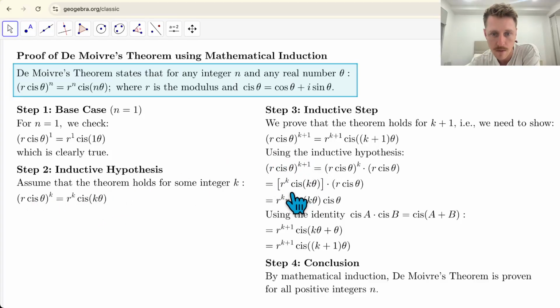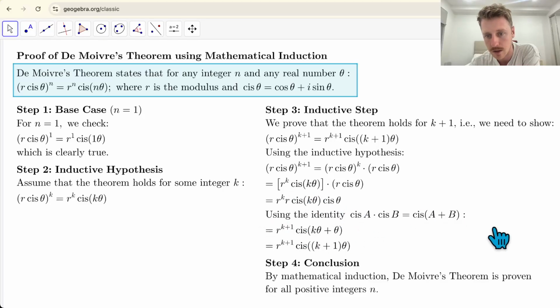So we're saying this part here, r cis theta to the k, is r to the k cis of k theta multiplied by r cis of theta. So what you're going to get here is this r is going to go here. So you're going to get r to the k r cis of k theta multiplied by cis of theta.